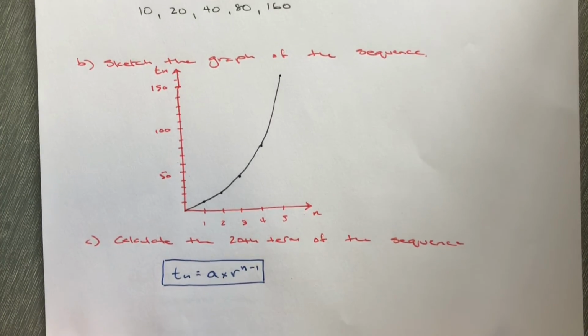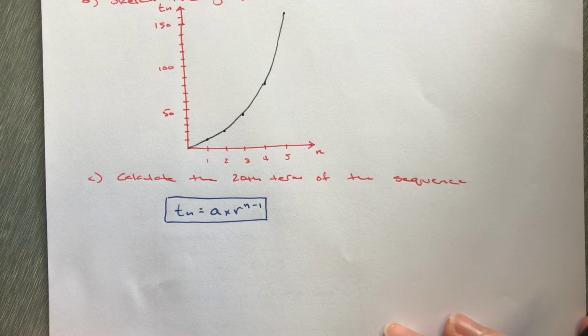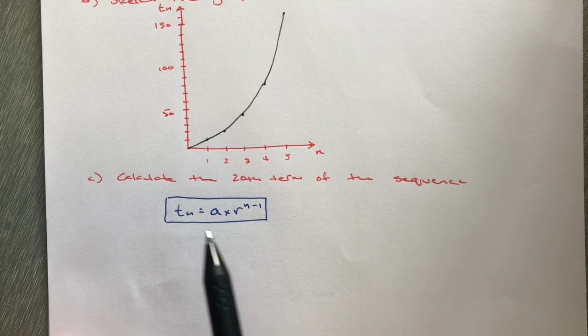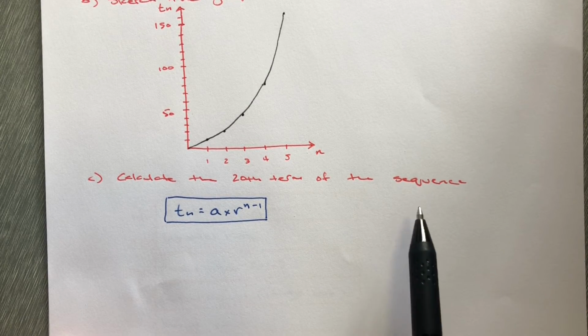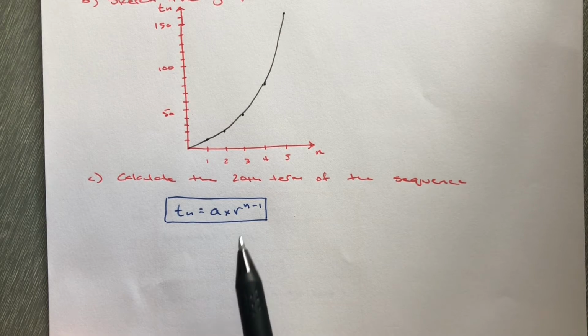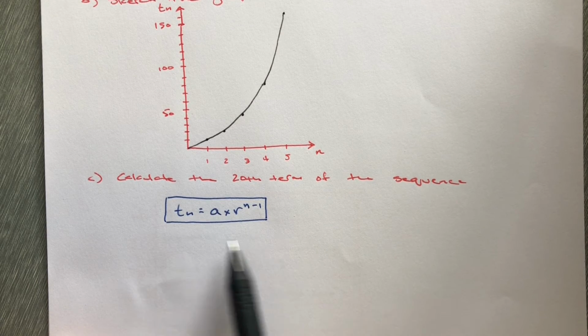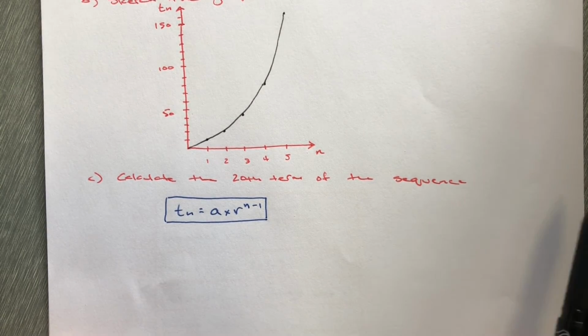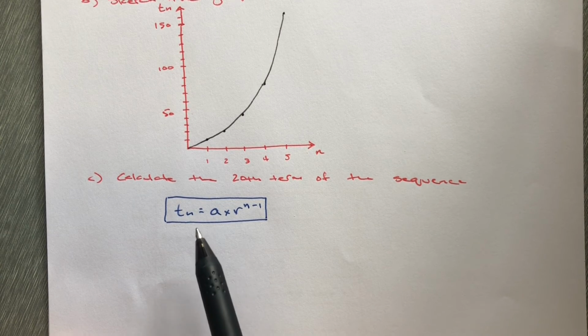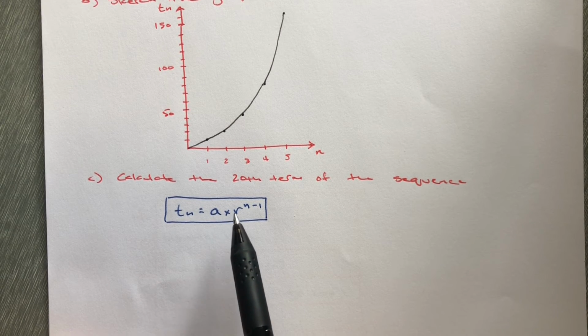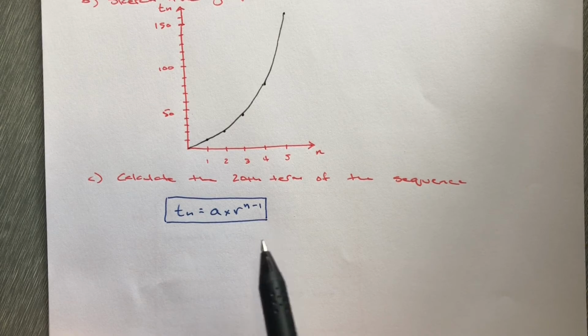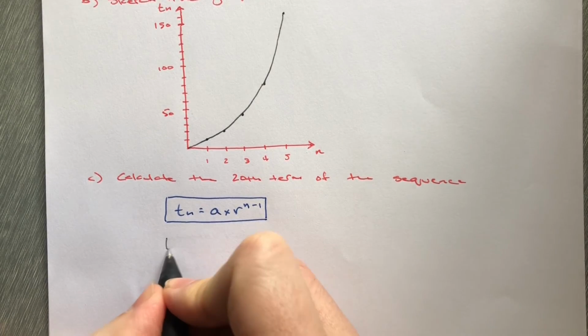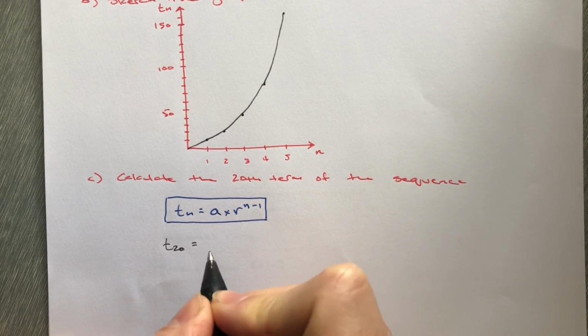All right, let's go down and do the third and last question. So this one asks us to calculate the 20th term of this sequence that we had. All right, now this is the rule that we looked at in one of the last lessons, where it helps us find out a certain term number. So we want the 20th term. So we're after T20. And a is that first number.